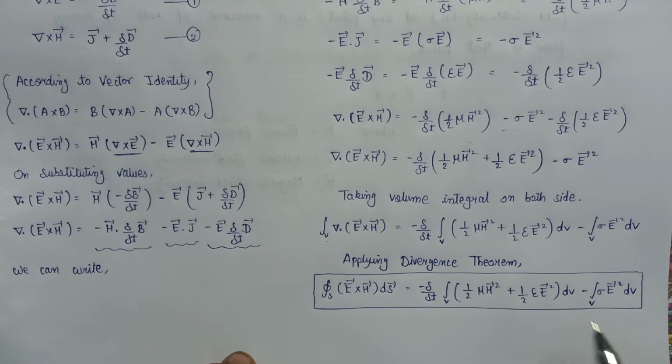And if we talk about this expression, then the net power flowing out of the given volume is equals to the time rate of decrease in the energy stored within the volume minus of the conduction losses. So this term shows the conduction losses only. And this is all about the Poynting vector and the Poynting theorem derivation.